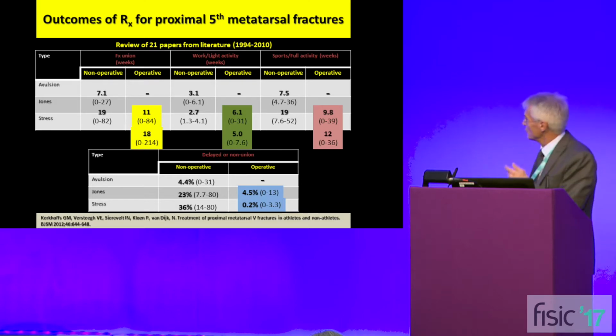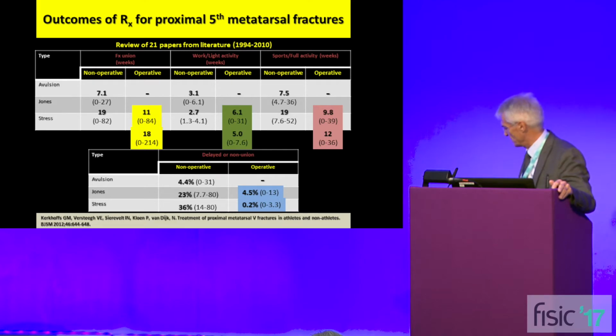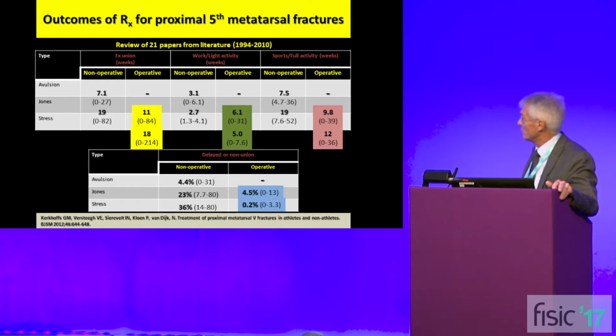Kirchhoff went on and they looked at 21 papers from the literature of proximal fifth metatarsal fractures. I'm sorry, these have slipped a little bit. So avulsion, Jones, stress: fracture union, getting back to work, getting back to sport. If we treat them conservatively, the Jones fracture has averaged 17, and stress fractures 19, for healing, if we treat them non-operatively.